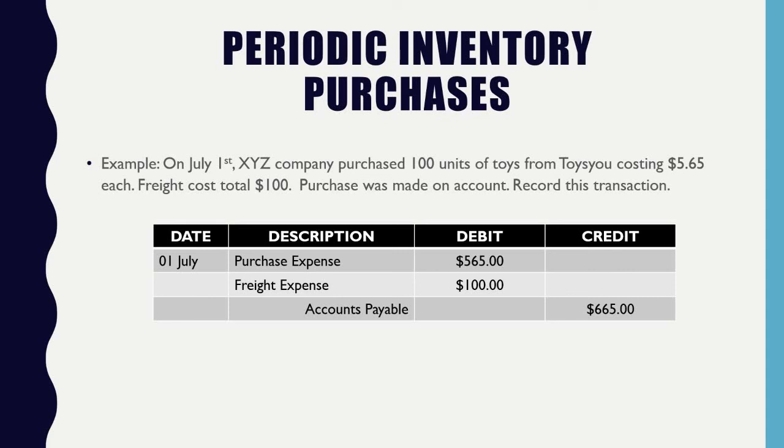All right. So this one's straightforward. Just recognizing that when you're dealing with periodic inventory, you need to record them as an expense. And then when we reach the end of the period, once we do our count, which we'll talk about tomorrow, that's when we recognize we need to convert it into actual inventory.